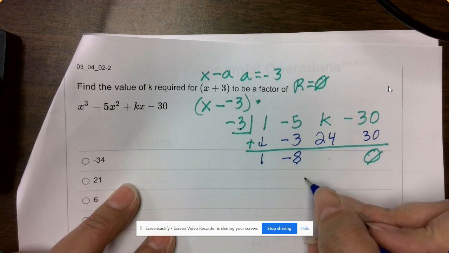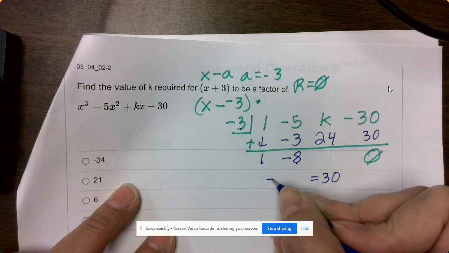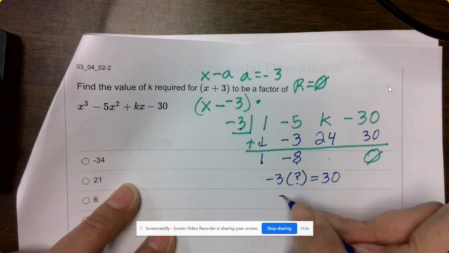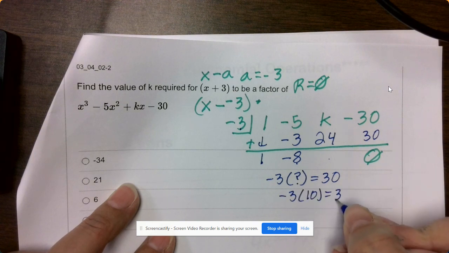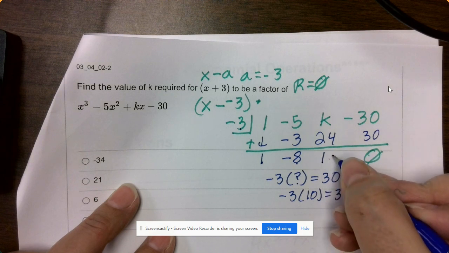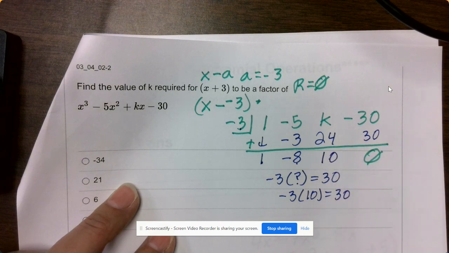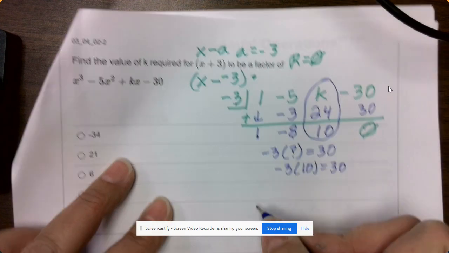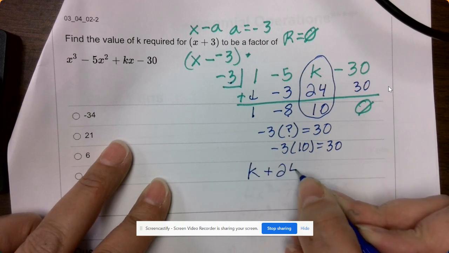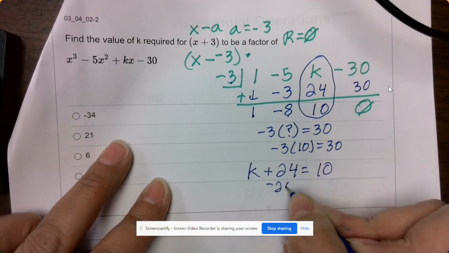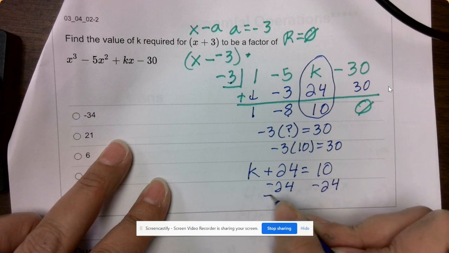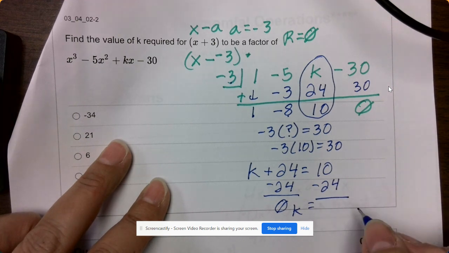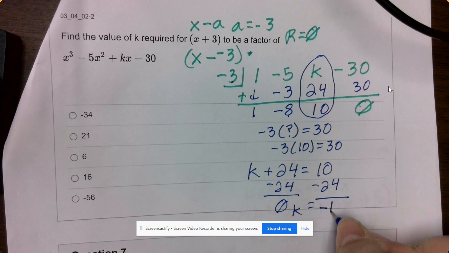So I know to get 30, negative 3 times what is going to give us 30? Well, that's going to be 10. So that has to be 10. So now we can use this part, everybody. So k plus 24 is equal to 10. Subtract 24 from each side. So k is going to equal negative 14.